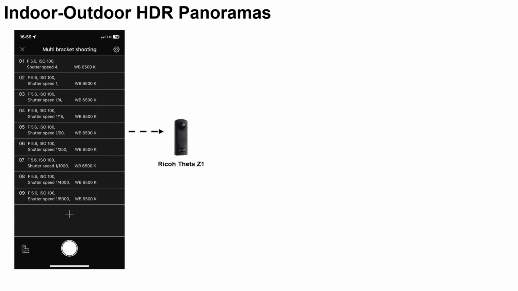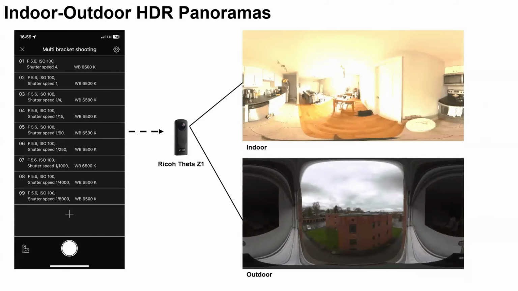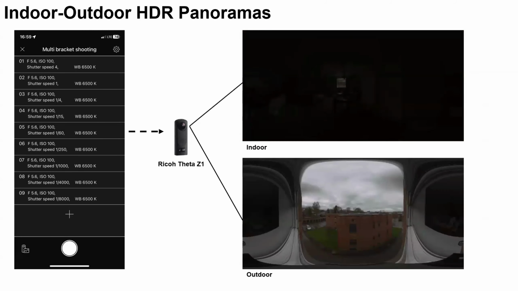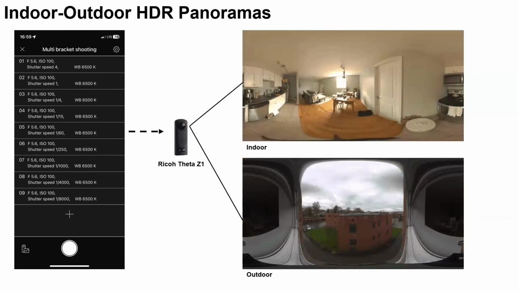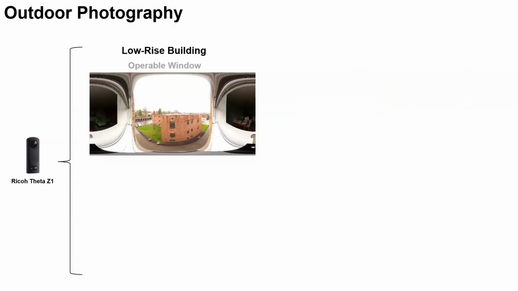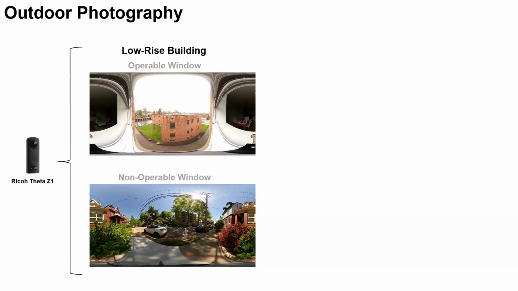So to capture indoor and outdoor images, now I can just control the camera from a smartphone and use the multi-bracket exposure function in the Ricoh Theta Z1 camera. Both indoor and outdoor panoramas are captured with the same camera settings. When I capture outdoor images, there are a lot of different scenarios. First, the most decent scenario is we can open the window and place the camera facing the outdoor. However, the window is not always operable. For a non-operable window, I need to go downstairs and capture the outdoor images.